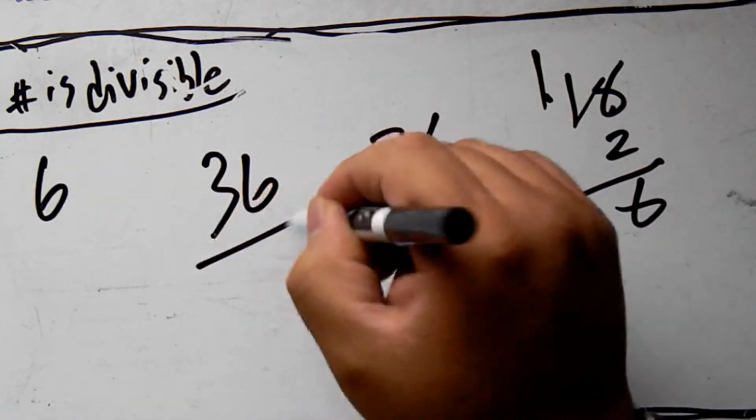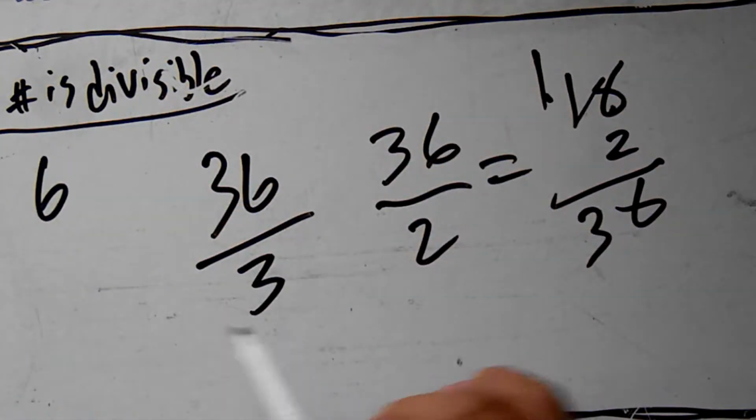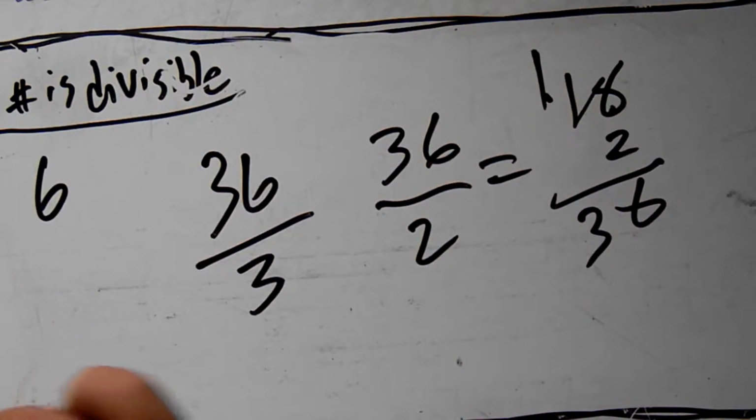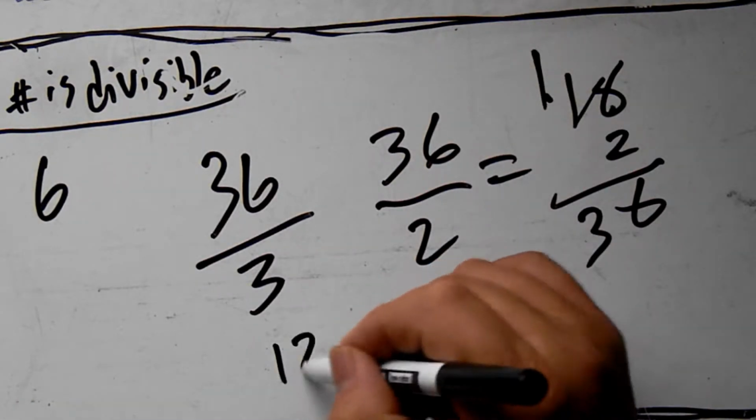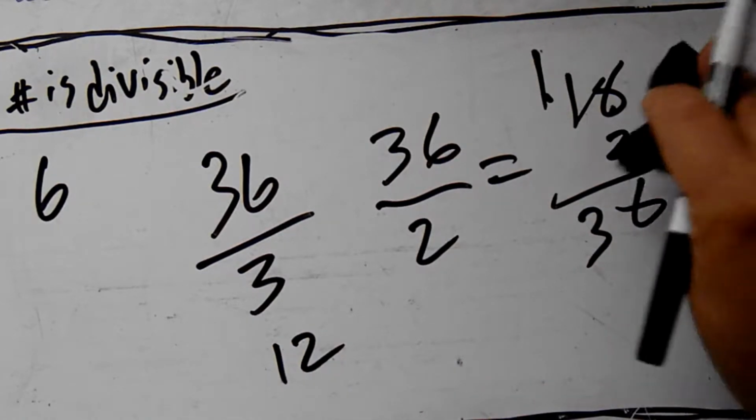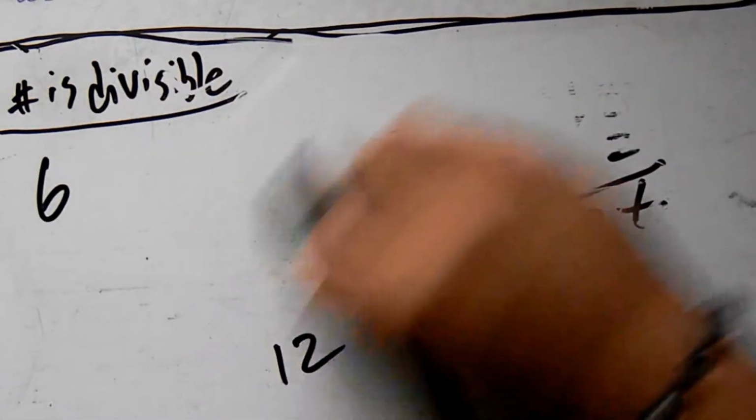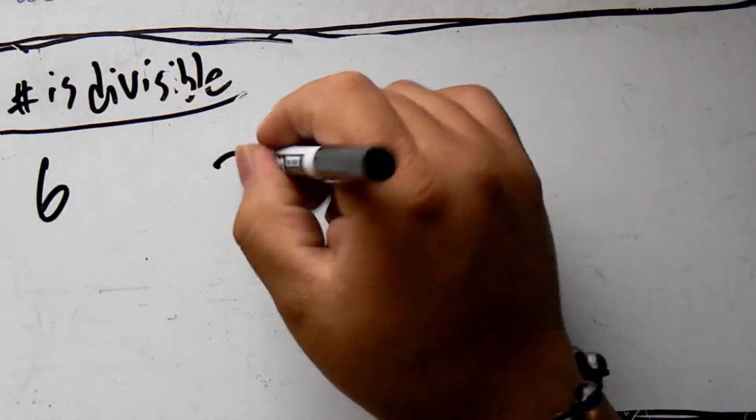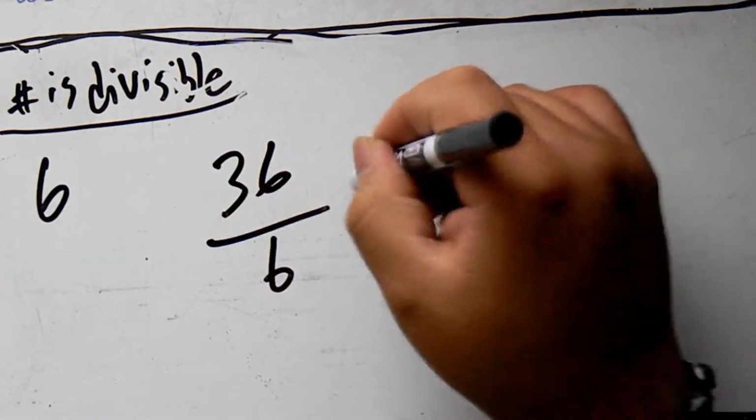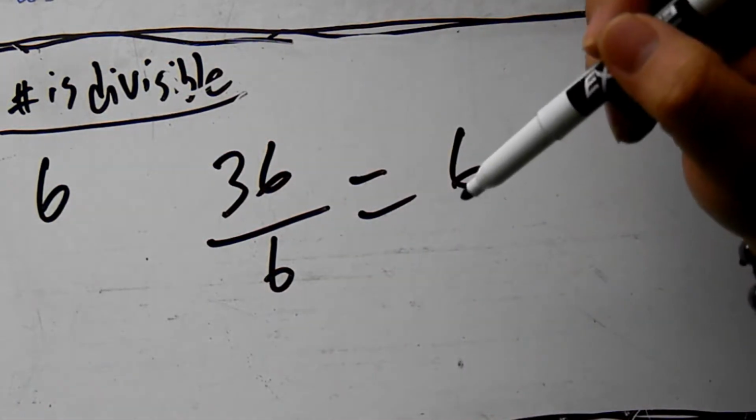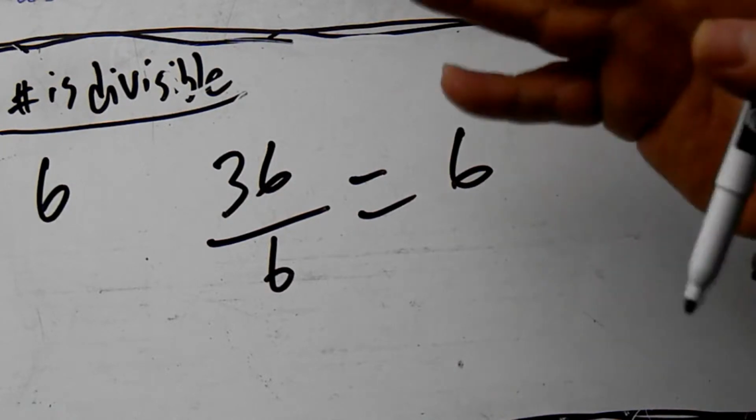Is 36 equally divisible by 3? Let's check. Divided by 3, 12. So yes, it is 12. So we know that 36 is divisible by 2 and 3 equally. So it's divisible by 6 too, because it's 6.